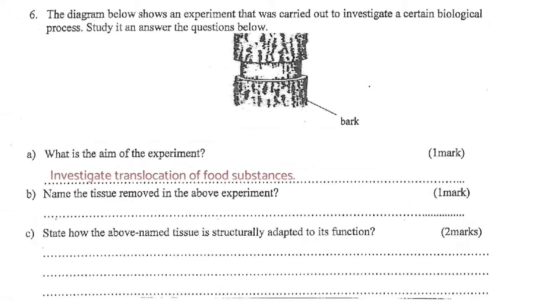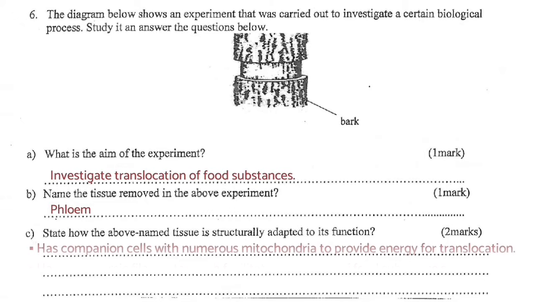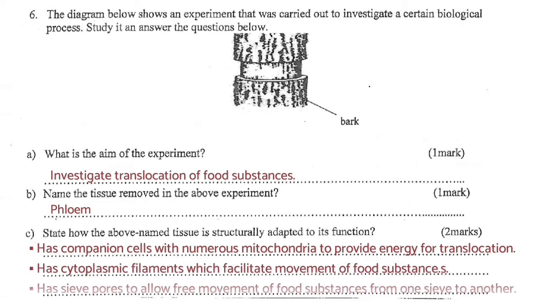Name the tissue removed in the above experiment. That, of course, is going to be the phloem. State how the above named tissue is structurally adapted to its function. Okay, so we are talking about the adaptations of the phloem to translocation. Point number 1. It has companion cells that have numerous mitochondria to provide energy for active transport. It also has cytoplasmic filaments, which facilitate movement of food substances along.